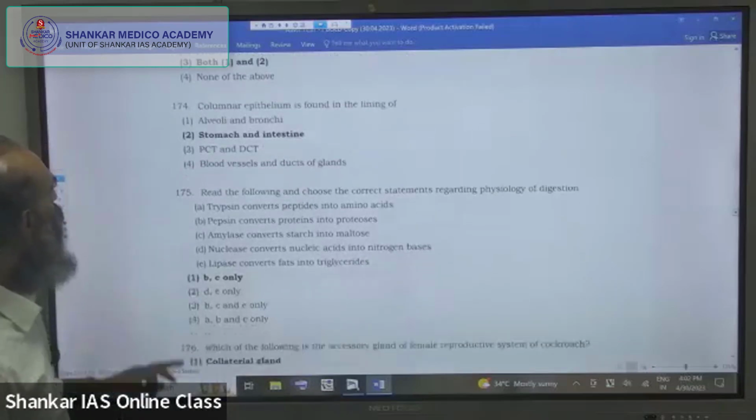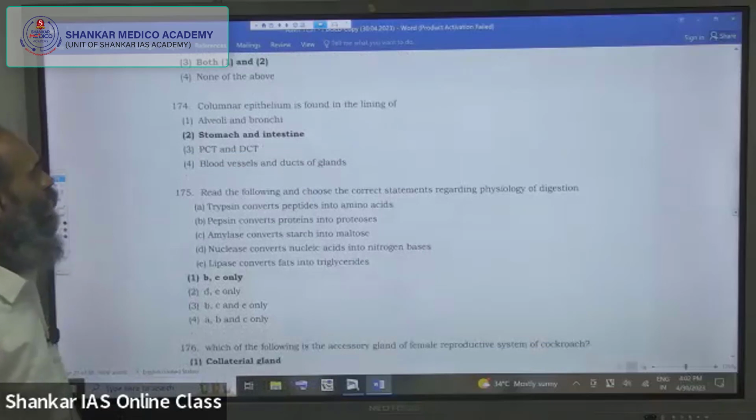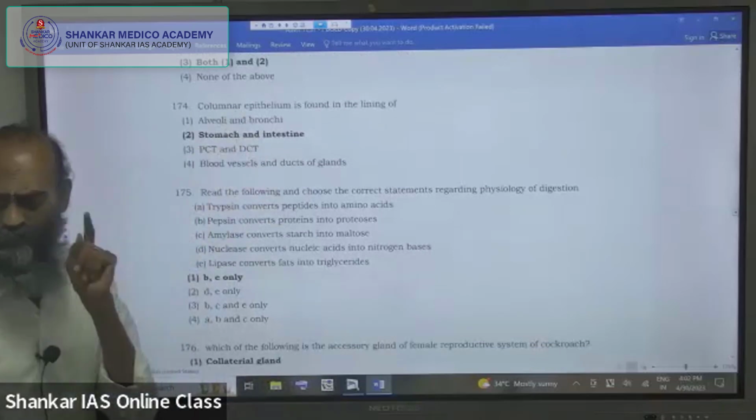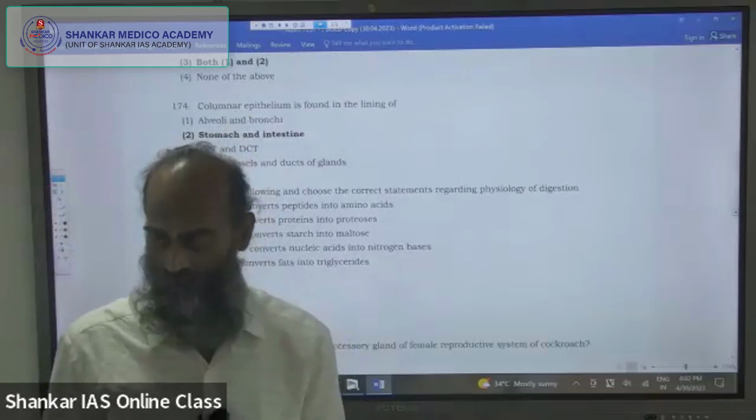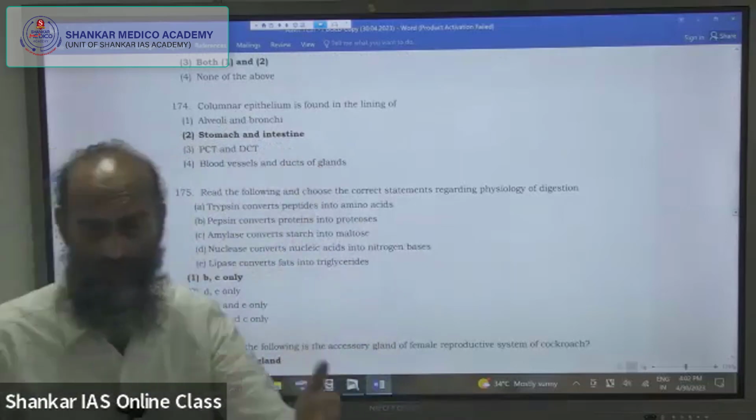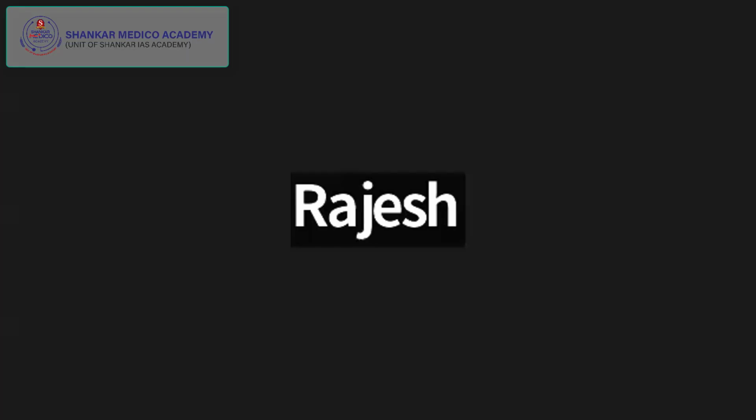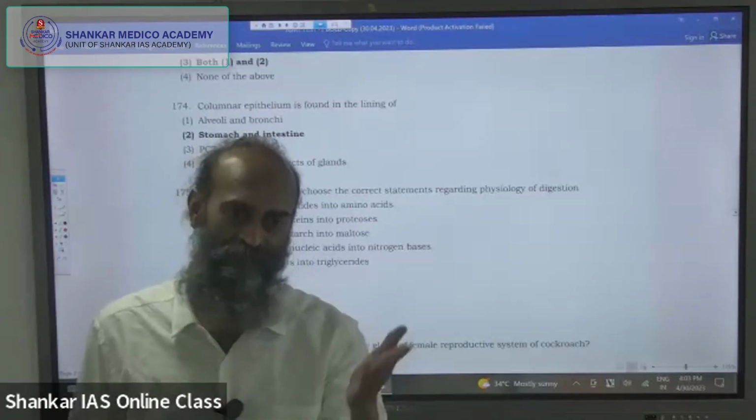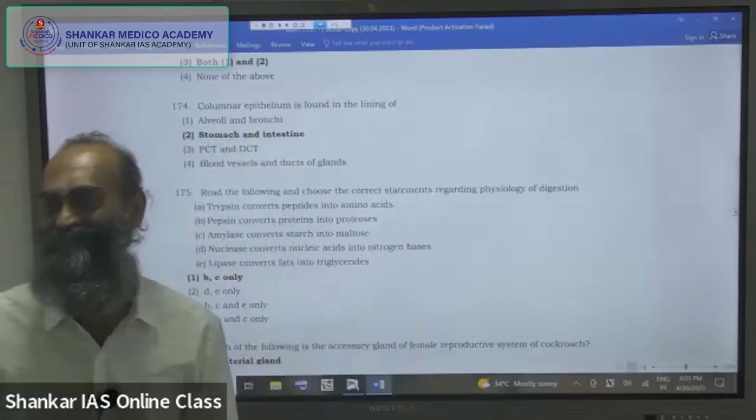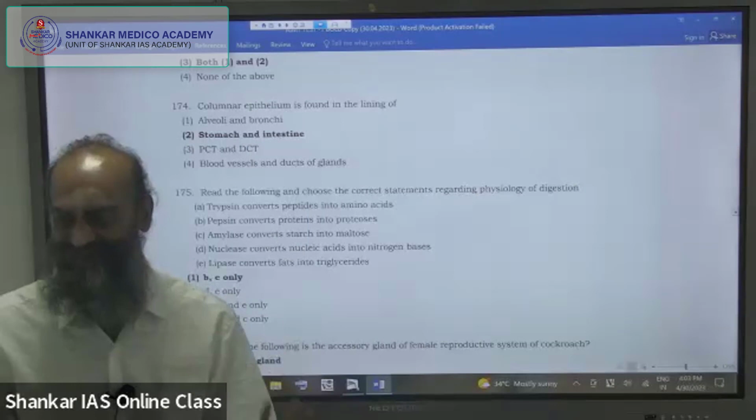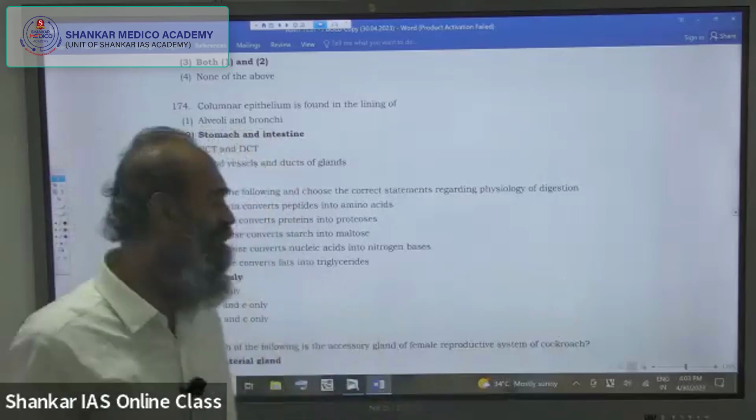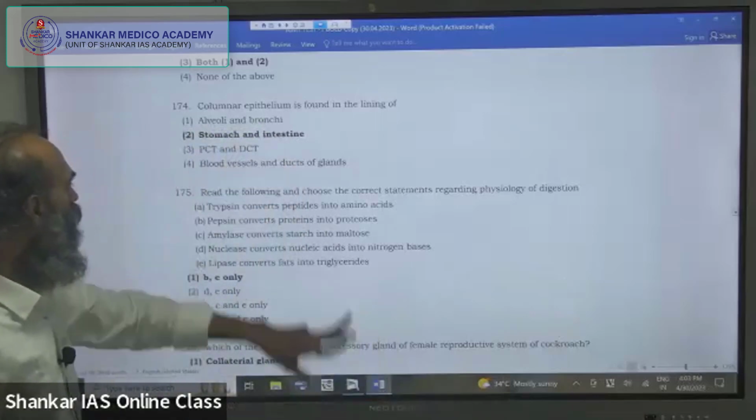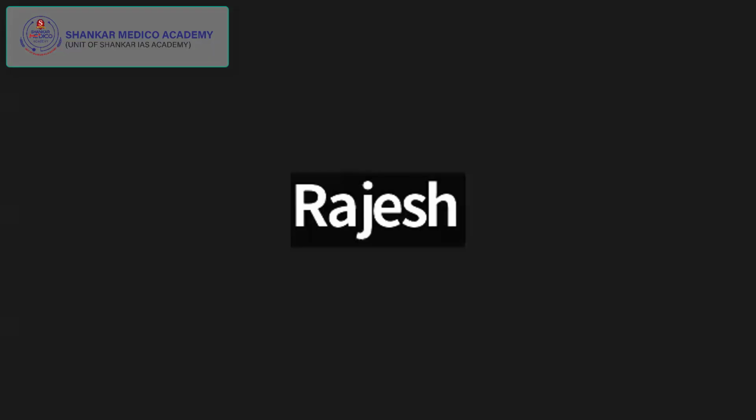Columnar epithelium is found in the lining of which organ? What kind of columnar epithelium is found in the stomach and intestine, brush border or ciliated? Brush border. If I just change my facial expression, the option changes. You are not having confidence. Alveolar bronchi, what is the type? Ciliated.